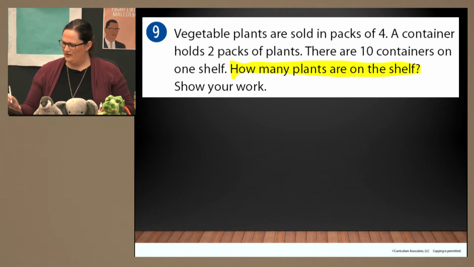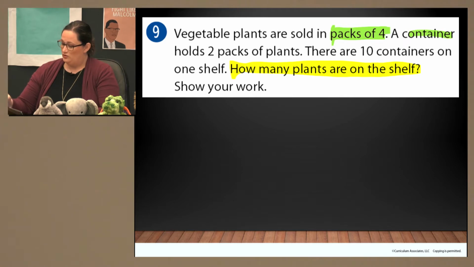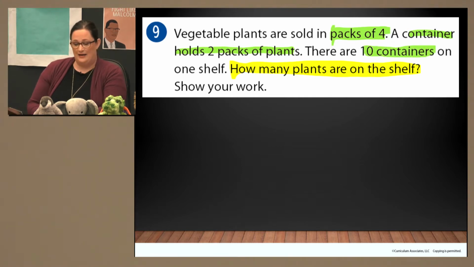Okay, let's find our information. Vegetable plants are sold in packs of 4. So each pack is gonna have 4 plants. A container holds 2 packs of plants. And we know there are 10 containers. I'm gonna give you 1 minute. Go ahead and solve.